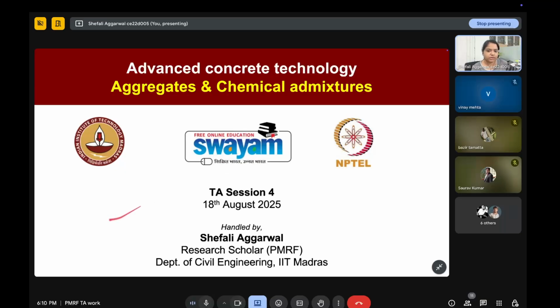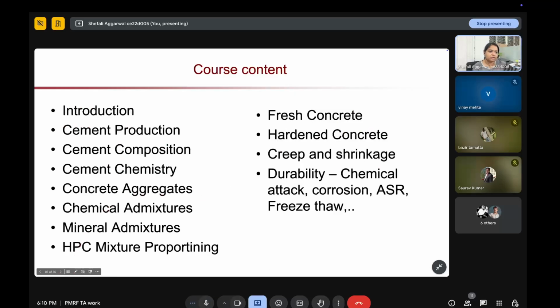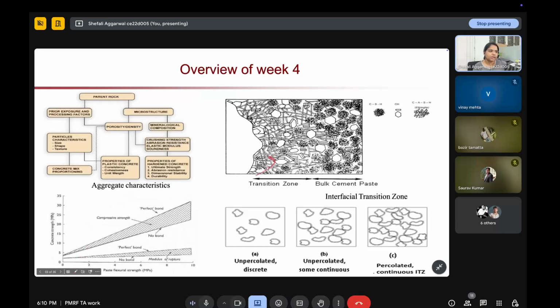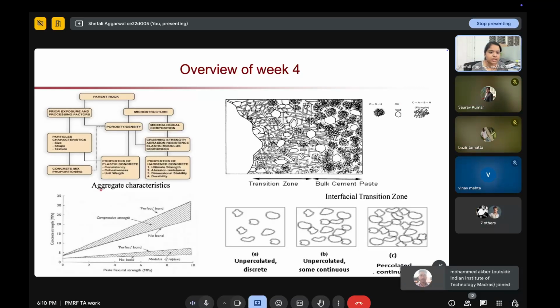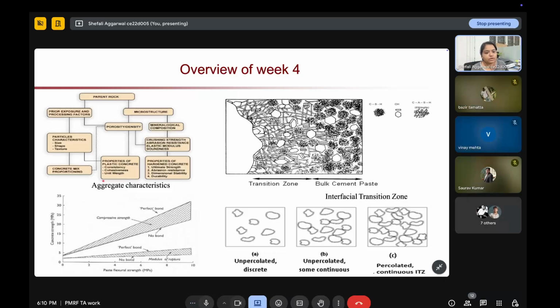So, good evening everyone. I am Shefali Agarwal and this is our fourth TA session on the topic of advanced concrete technology. In this week, you might have studied about concrete aggregates and an introduction to chemical admixtures. So if we talk about concrete aggregates, the first thing is what should be the characteristics of our aggregate to be used in the construction industry. We cannot use any type of aggregate when it comes to the construction industry. So what should be the different properties of your aggregates and how should they affect the properties of your concrete.